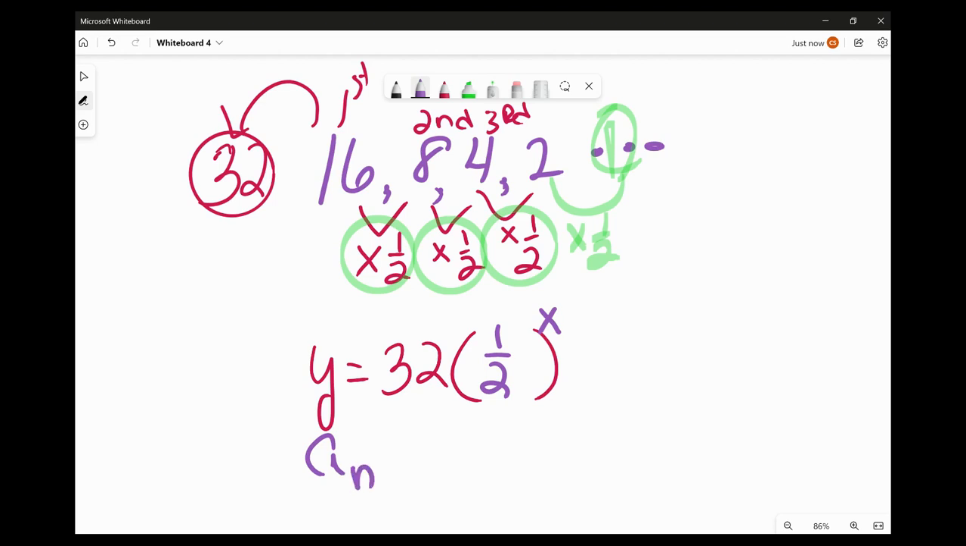And if I wanted to put it in sequence form, it looks like this. Exponential function, it's going down. It's starting at 32 at the y-intercept and going down. Okay, and that is a geometric sequence.